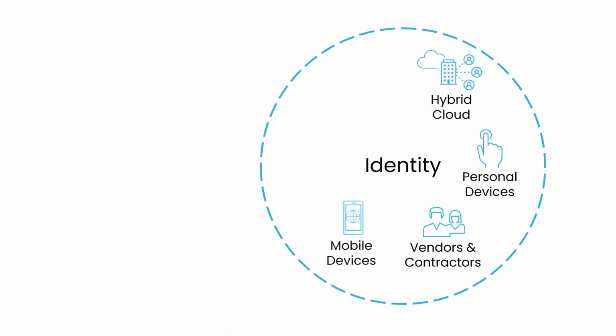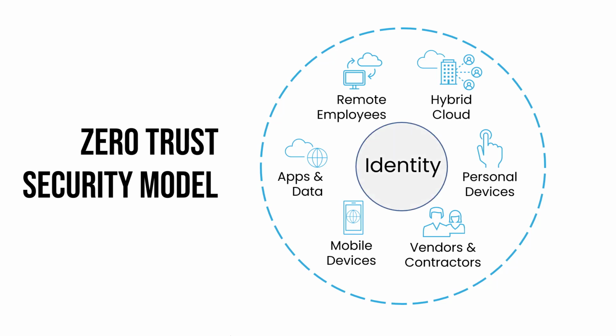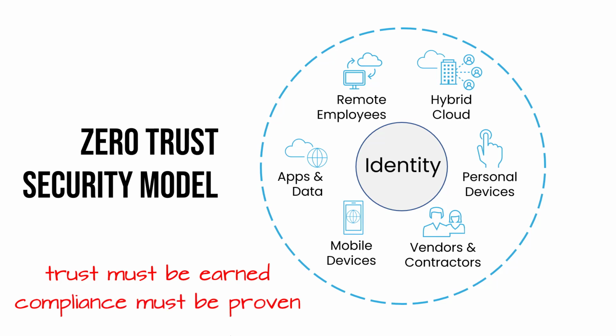So in that case, if we visualize that another way, we see our identity and our apps and data, mobile devices, personal devices, hybrid cloud resources, vendors and contractors all lie outside that perimeter, so trust must be earned and compliance must be proven. So when a user authenticates, generally speaking, multi-factor authentication is applied. We may use conditions of access to make sure that user is coming from a known location, perhaps even using a compliant device, a device that the organization is managing that is known to meet the organization's standards.